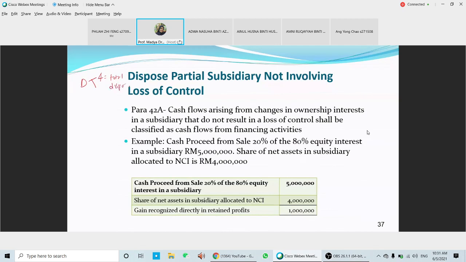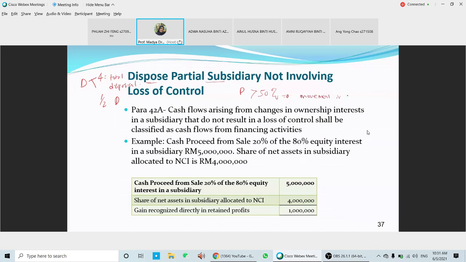Okay, total disposal. And then the other one is partial disposal. We dispose partially a subsidiary, not involving a loss of control. It means that you dispose of a subsidiary here, but only a part. And then you still have control, meaning that the parent still has more than 50%. For this one, it's more on the movement in equity.